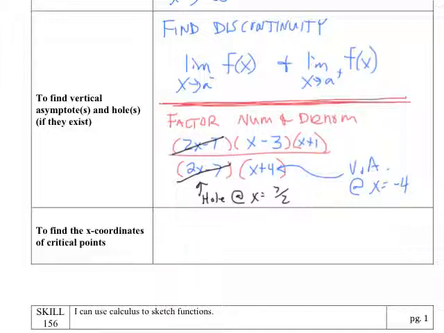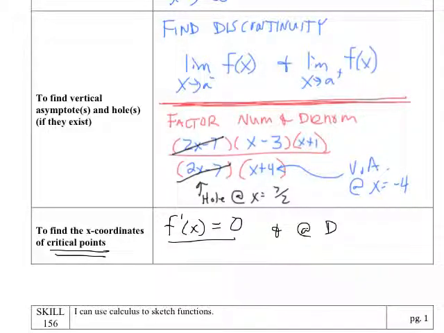Alright, to find the x-coordinates of critical points, what that means is we're going to set f prime of x equal to 0, and the critical points are whenever this is true and at discontinuities. So if our function was this one here, we'd also have a critical point at -4 and one at 7/2.